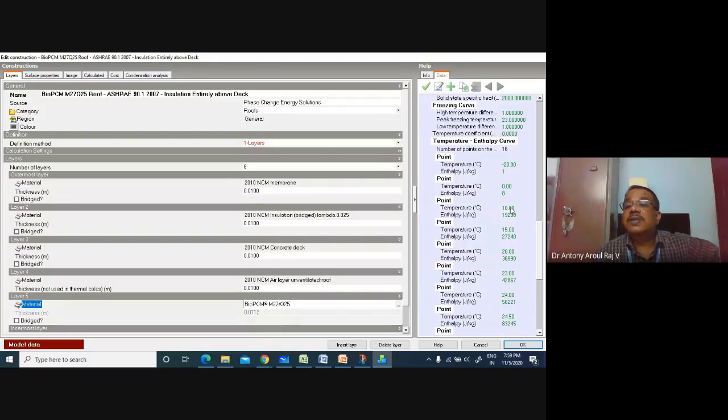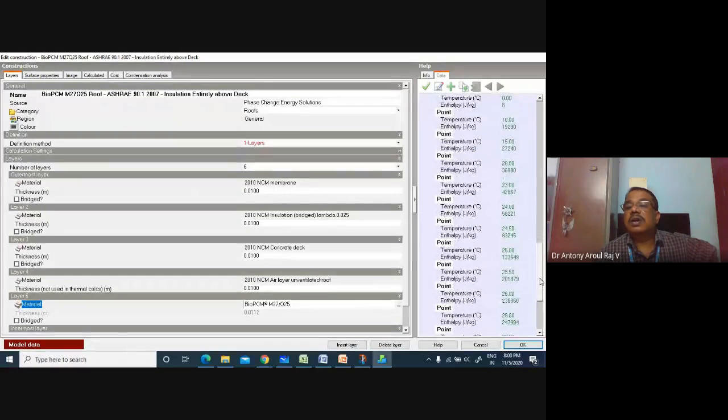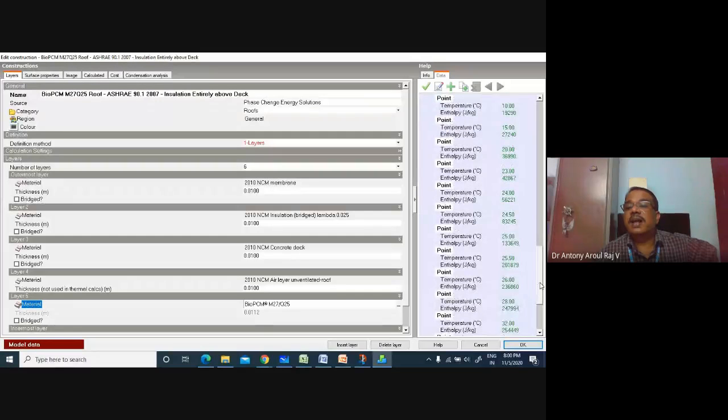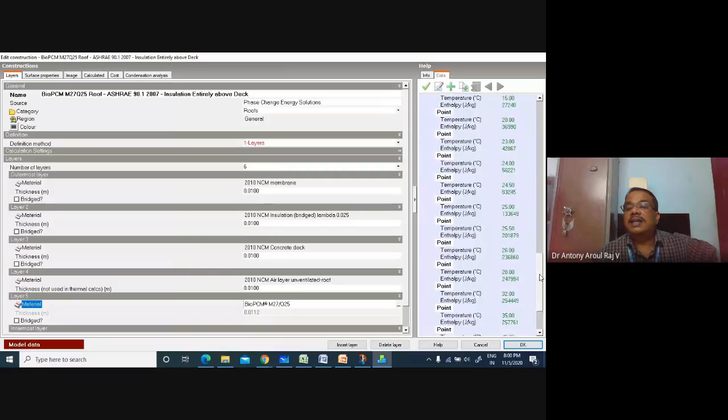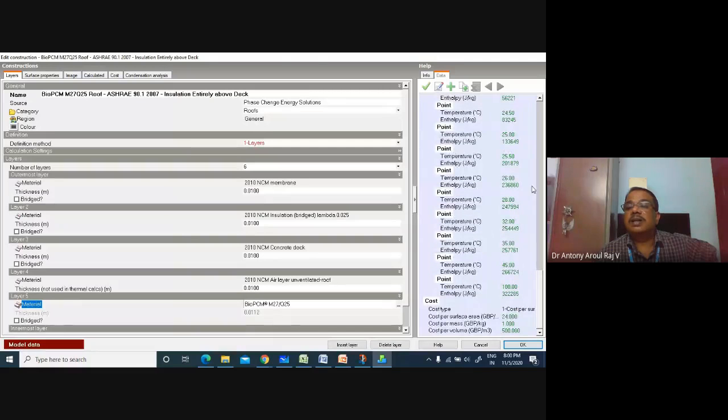If it is increasing suddenly, what is the meaning? It means it is going into the phase change region. So 15, 27, 20, 36990. Going to 23, 24, in the phase change region, the latent heat is included. At the 16th point, at 100 degrees centigrade, what is the enthalpy value? In between itself, we have included the enthalpy. So that is what we have to understand.